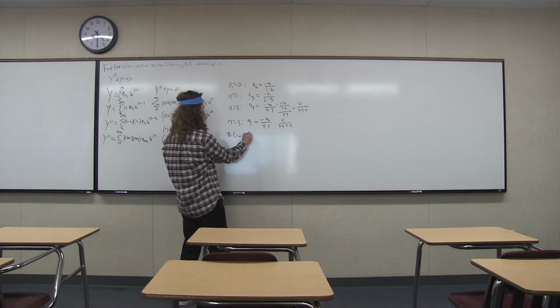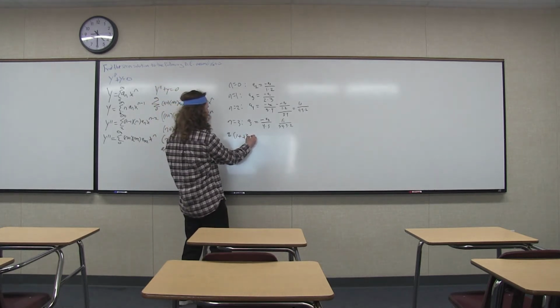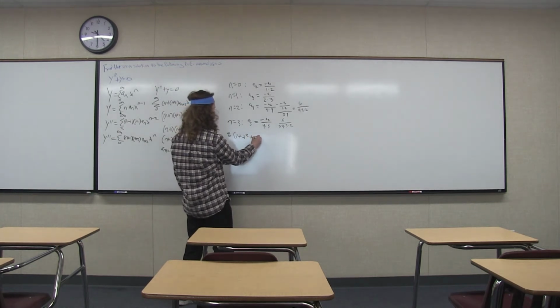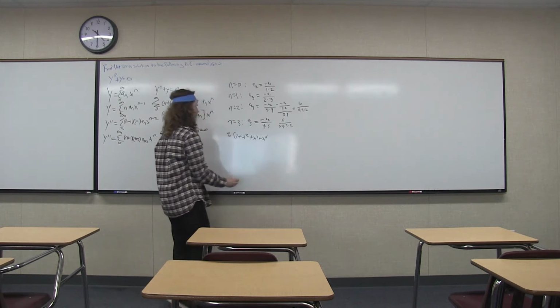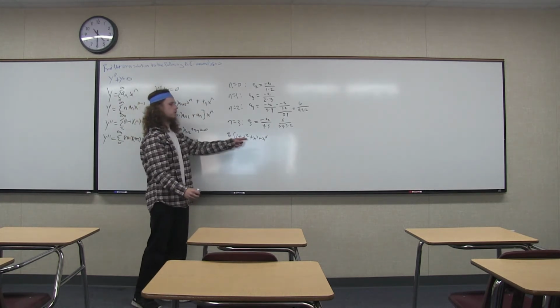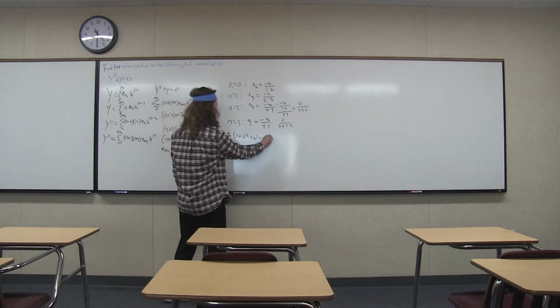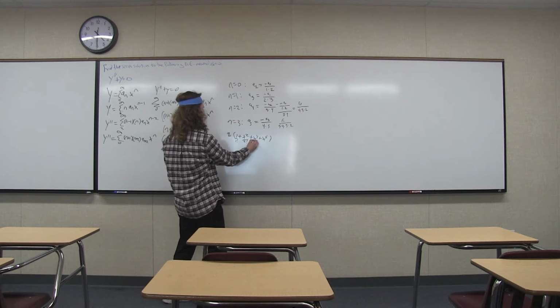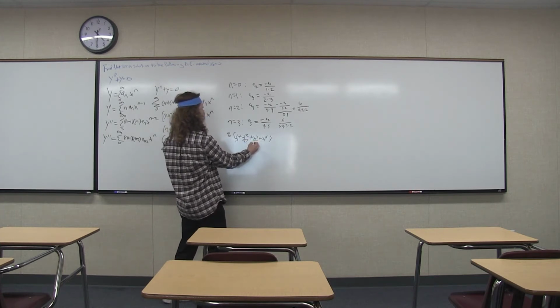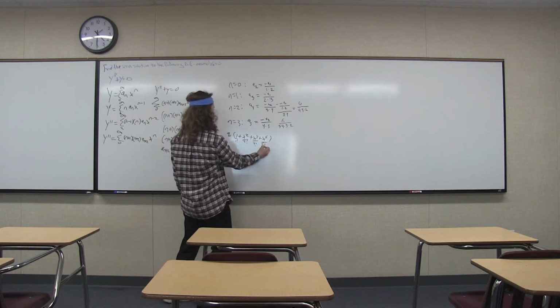Plus x squared plus x to the fourth plus x to the sixth. And that's 0, 2, 4, 6 are our powers. And this is over 1 factorial. This is over 2 factorial. This is over 4 factorial. And this is over 6 factorial.